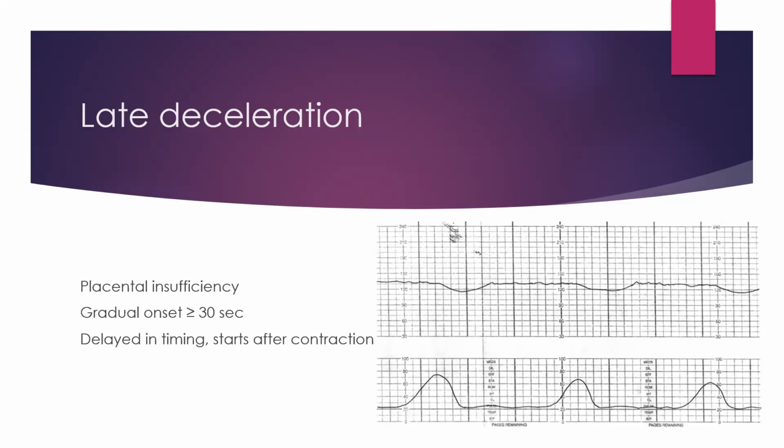A late deceleration is caused by placental insufficiency. So that is when the placenta is not providing adequate blood flow and fetal circulation to the fetus. These are much more subtle and much more gradual. So it has a gradual onset of greater than 30 seconds. What makes late decelerations different from early decelerations is that they start after the onset of the contraction. So early decelerations mirror the contraction perfectly because the contraction is what's causing the head compression. As far as late decelerations, you're going to notice that they start after the start of the contraction.